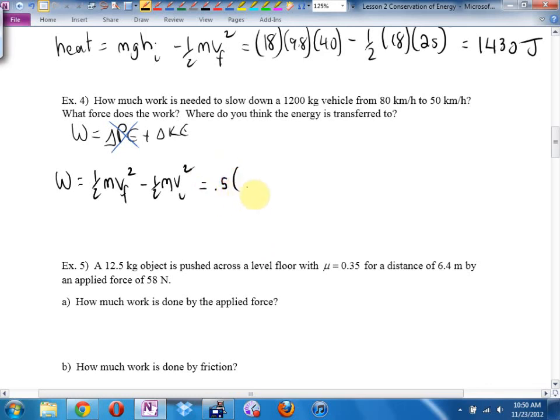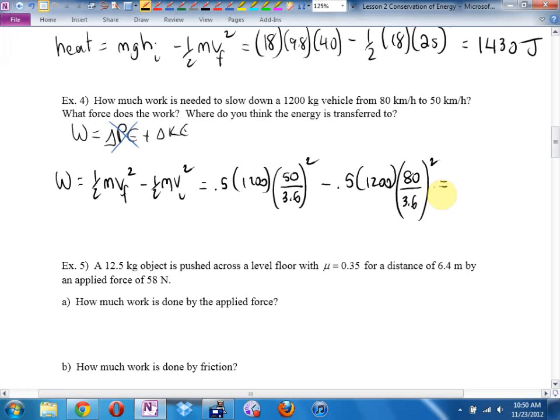0.5. What's the mass? 1200. V final. What's my problem with V final? You know what? I'm going to get really clever. I'm going to go 50 divided by 3.6 right in my equation, all squared. That way I don't have to worry about rounding off or sig figs. Minus a half, 1200, 80 over 3.6. There, now it's meters per second squared. Wasn't that smart? It's also less writing.